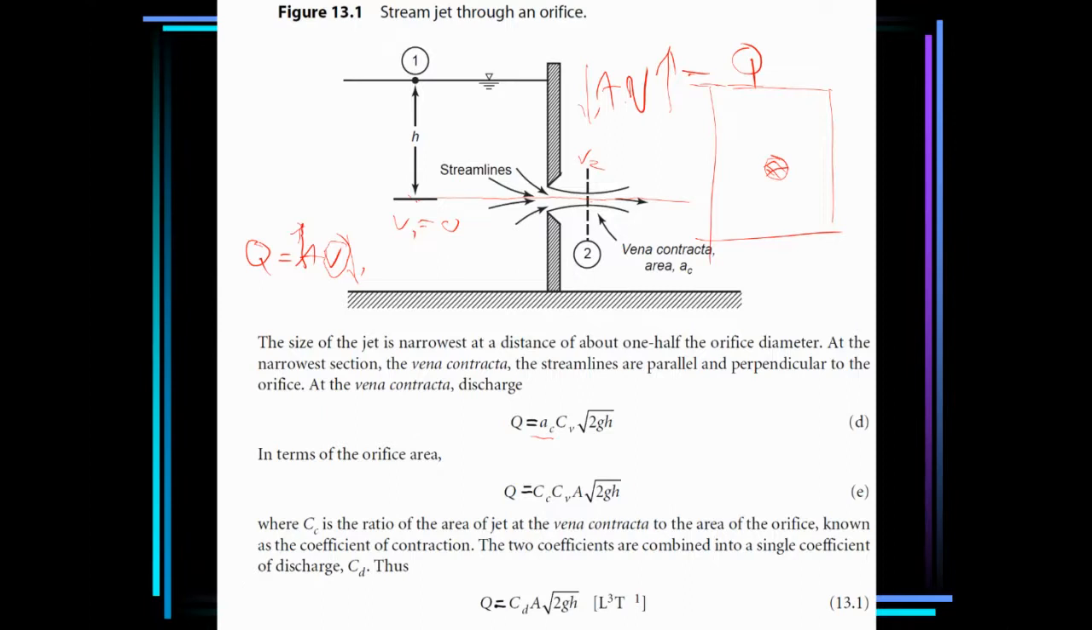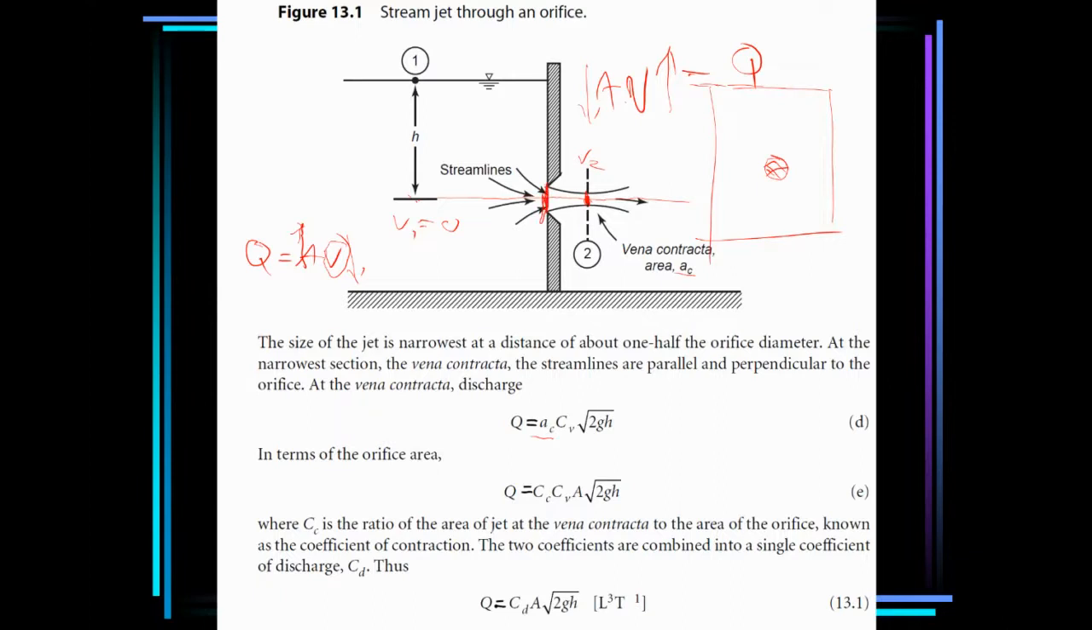Now, in terms of the orifice area, we introduce what is called the coefficient of contraction. Because A subscript C, the area of the vena contracta, is less than the area of the orifice. So the jet is contracted. As you can see, the cross-sectional area here is less than the cross-sectional area here. So it is contracted.